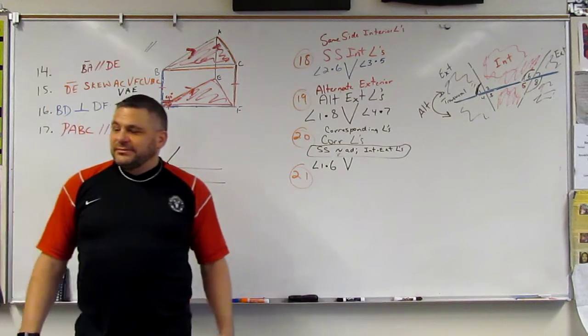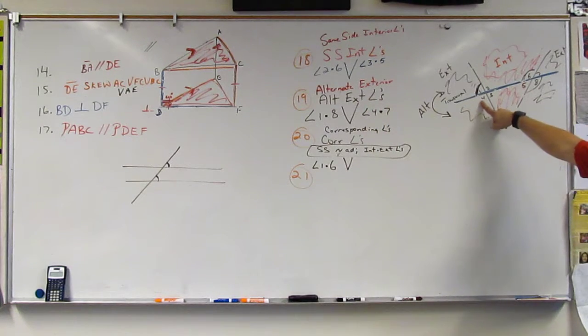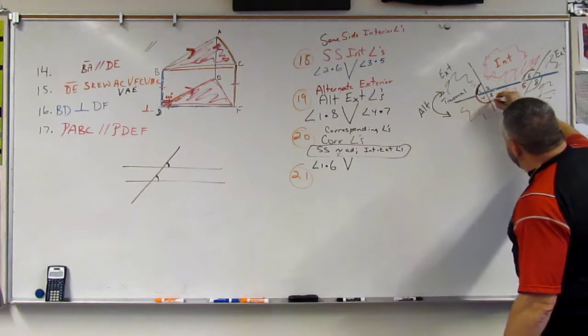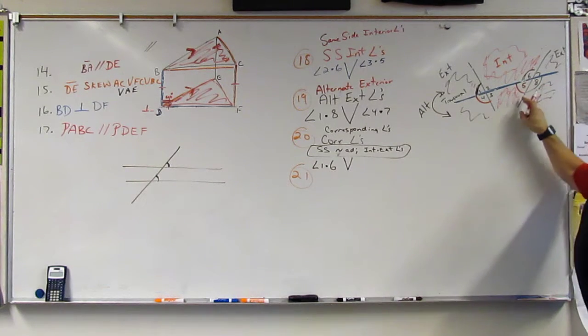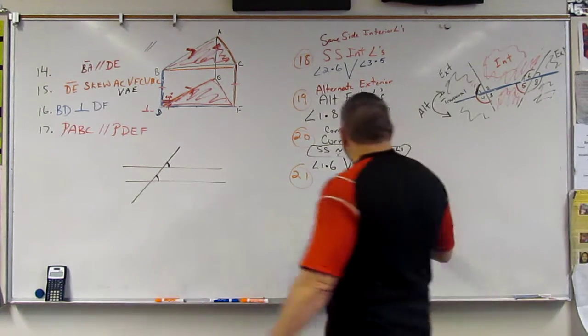Corresponding angle 1 and angle 6. Or, who's got me? Miranda. Number 4. What corresponds with number 4? I don't know. 5? Oh, perfect. Yeah. So it's on the same side, but it's inside. This one's outside. So 4 and 5.